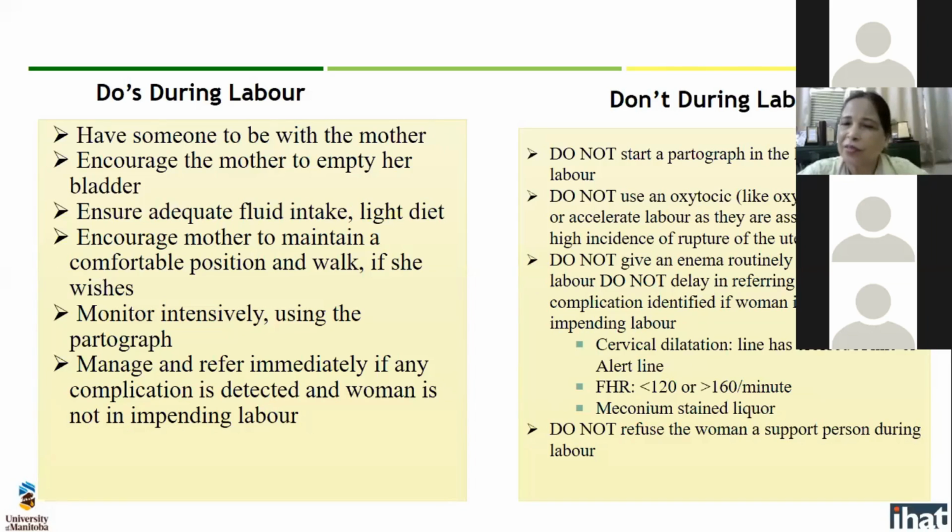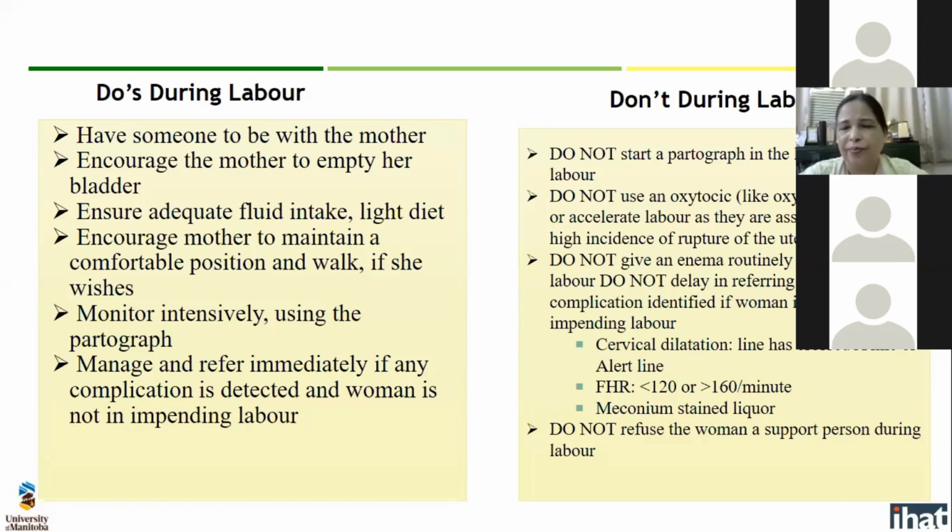डू नॉट यूज एन ऑक्सीटोसिन लाइक ऑक्सीटोसिन टू इंड्यूस और एक्सेलरेट लेबर as they are associated with a high incidence of rupture of the uterus. ओके, अननेसेसरी नहीं देना है, हमें असेस करना है पेशेंट का. इफ शी डोंट रिक्वायर नॉट टू गिव. अननेसेसरी हमें हर चीज स्पॉन्टेनियस छोड़ना है, क्योंकि इफ वी गो बैक टू द नॉर्मल डेफिनेशन ऑफ लेबर इट शुड बी स्पॉन्टेनियस. सो व्हाई टू इंटरवीन अननेसेसरी? हमें अननेसेसरी कोई इंटरवेंशन नहीं करना है.